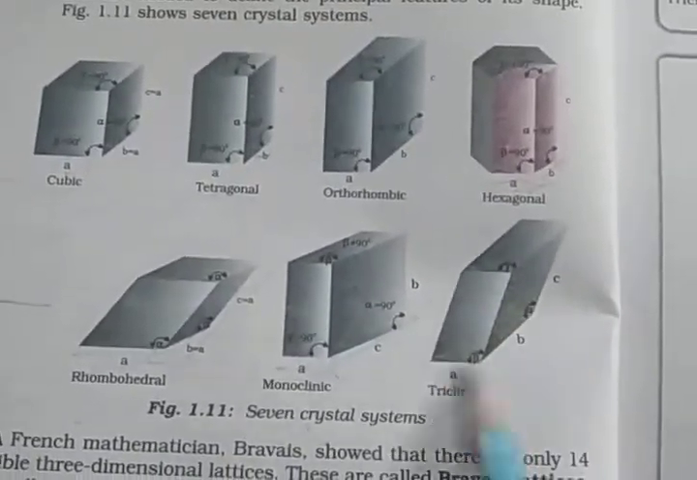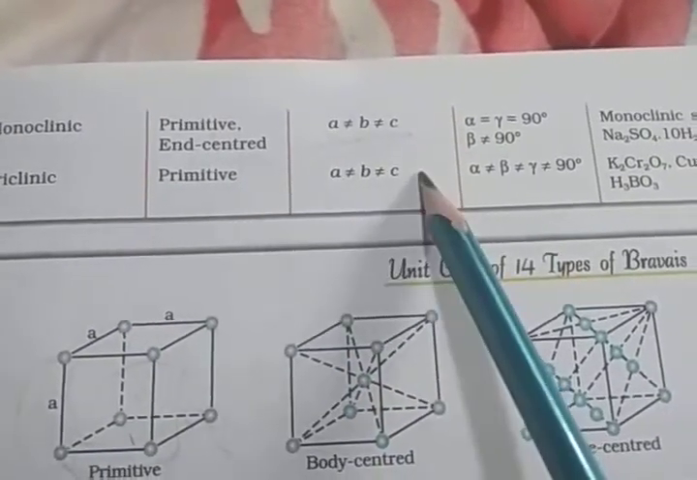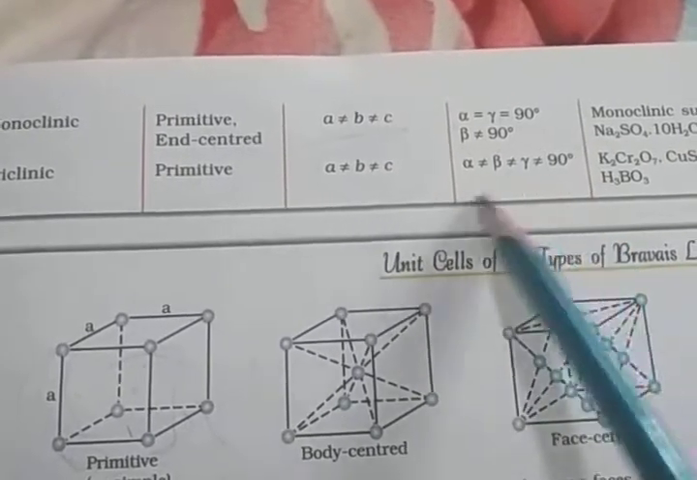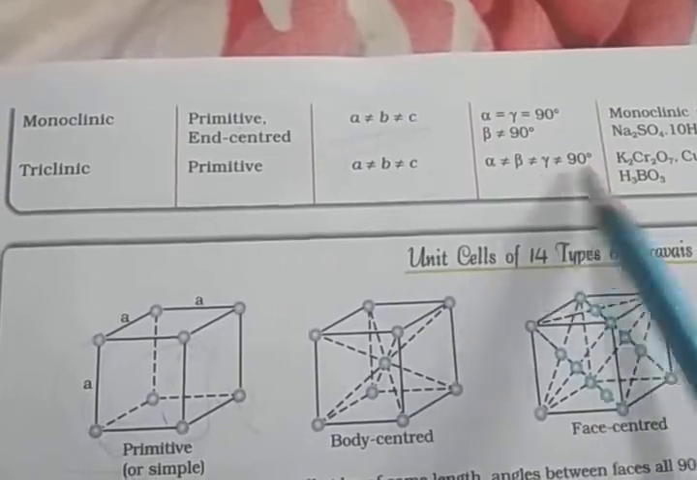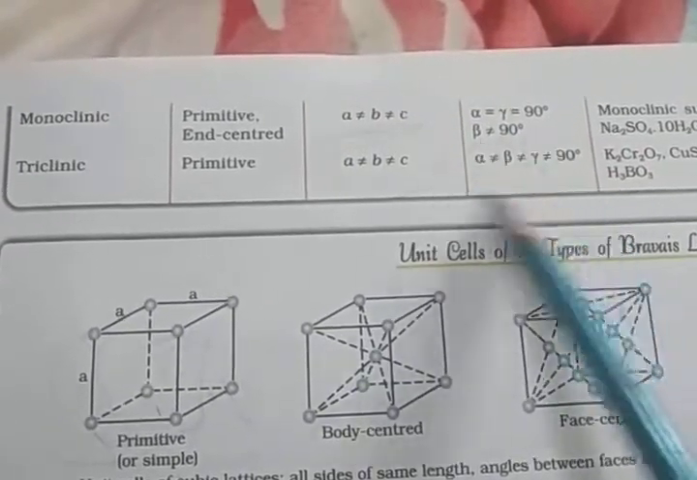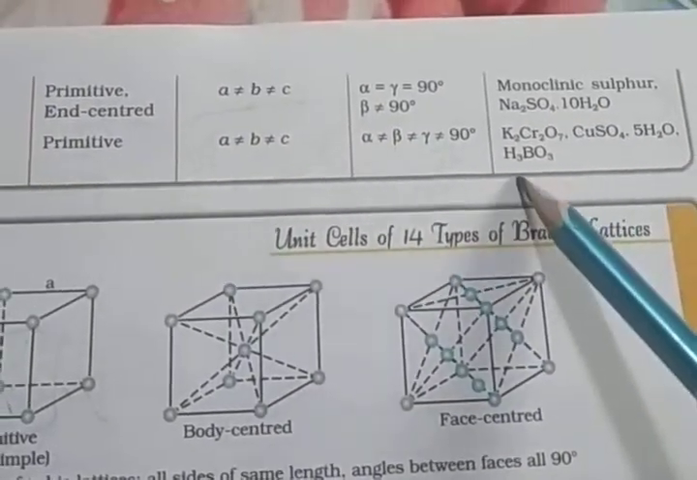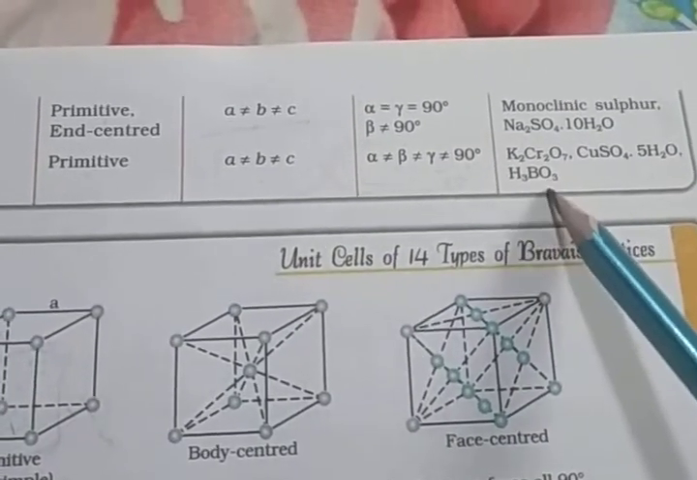Then the last one is triclinic. Clear? Triclinic has only one possible variation, primitive. The edge lengths are not equal, A not equal to B not equal to C, and the angles are also not equal, alpha not equal to beta not equal to gamma, and not equal to 90 degrees. All three angles are different. Its examples: triclinic K2Cr2O7, potassium dichromate, CuSO4.5H2O, copper sulfate pentahydrate, and H3BO3.